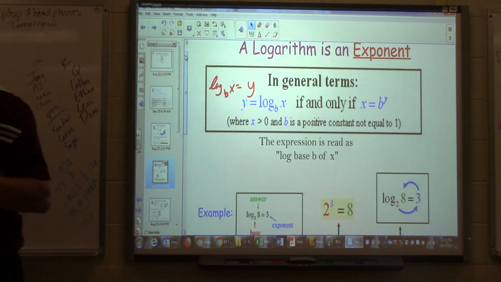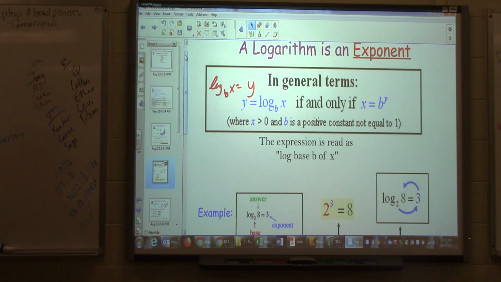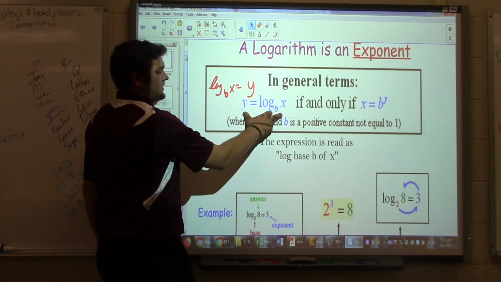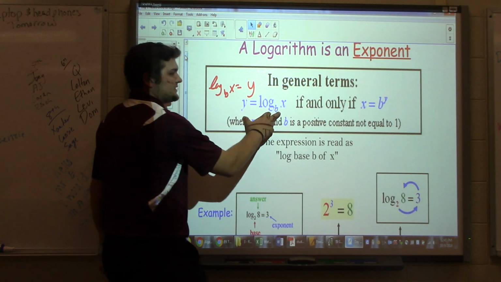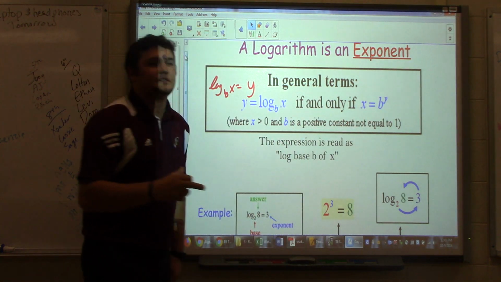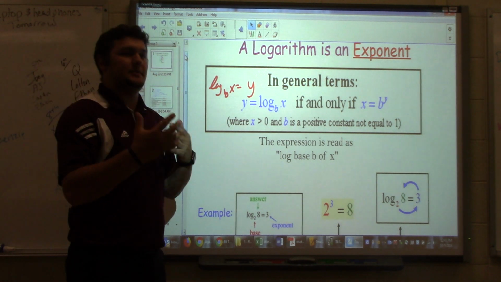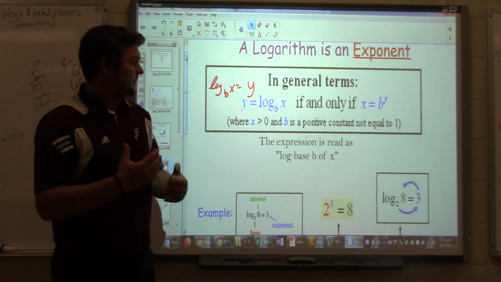Now, that sounds really confusing, right? What that means is I can take this equation, y equals log base b of x, and change it to x equals b to the y. I can flip those around. I can manipulate it so it looks like how I want.